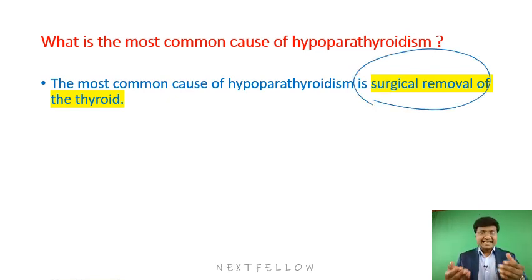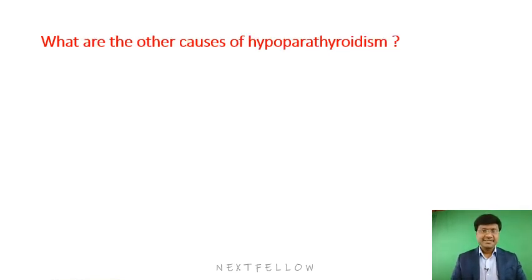See, exactly behind the thyroid gland you have the presence of the parathyroid glands. So if there is any goiter of the thyroid, you will do surgical removal of that particular goiter, and whenever you are doing the surgical removal of the goiter, there can be removal of even the parathyroid glands, resulting in hypoparathyroidism. And what are the other causes of hypoparathyroidism?